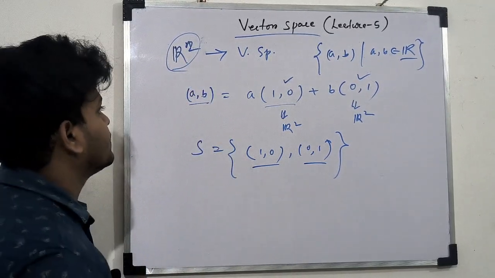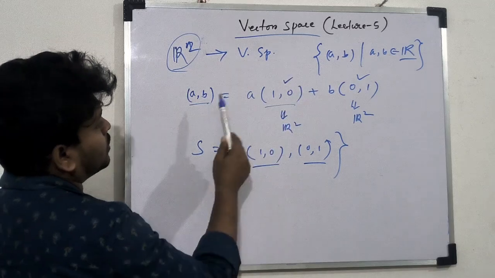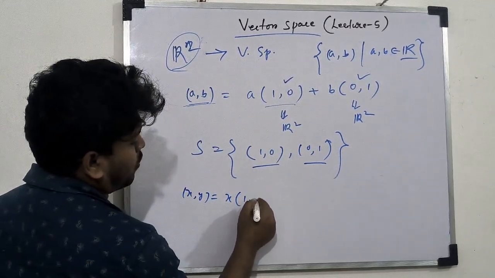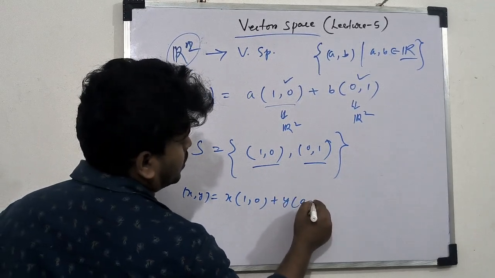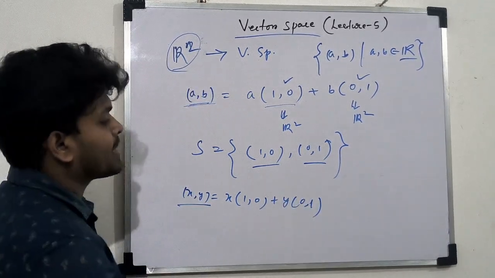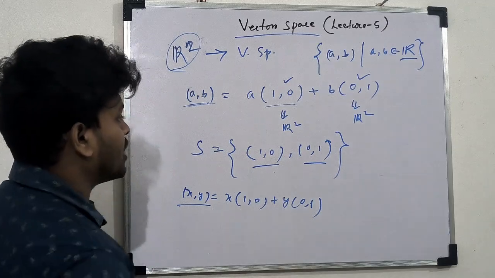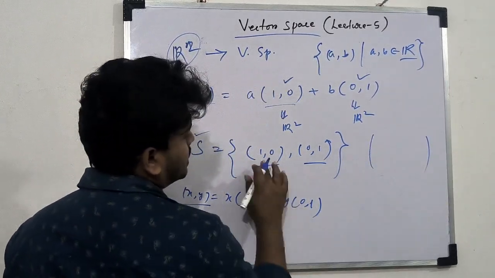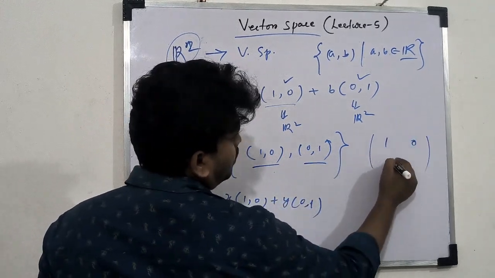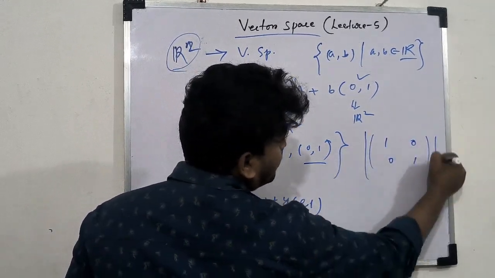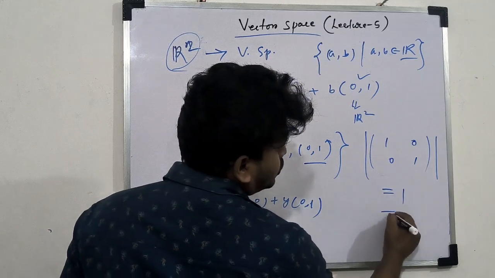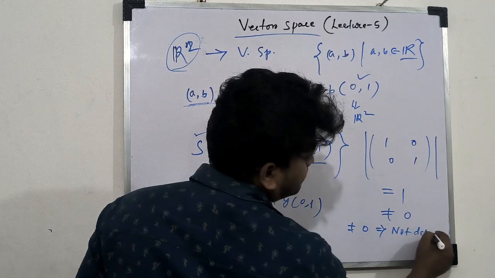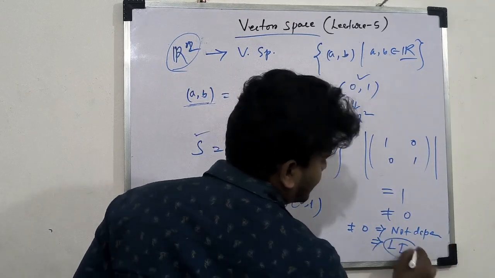Let us take any element from this R2, that is (a, b), or you can take (x, y). This can be written as x times (1, 0) plus y times (0, 1). So any element can be represented as a linear combination of these two vectors. How do we check this? Take these as rows and find the determinant of this matrix. This is 1, so not 0. Not 0 implies not dependent, and not dependent means linearly independent.